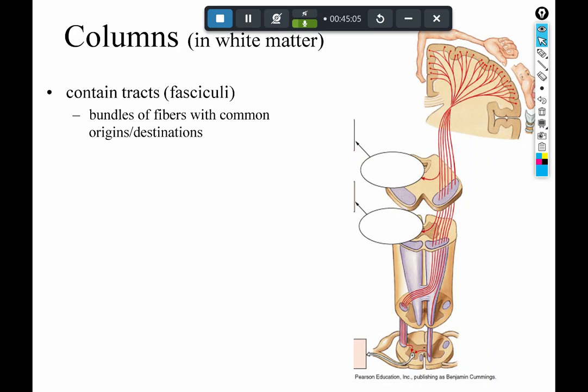So taking a closer look at the columns, remember when we discussed the histologic organization of nerve coverings? I mentioned the word fascicles, and we use this word also in the central nervous system, but in a little bit different way. Tracts are also called fasciculi, and these are bundles of fibers that have a common origin or a common destination. So they're all traveling together because they're coming from or going to the same place.